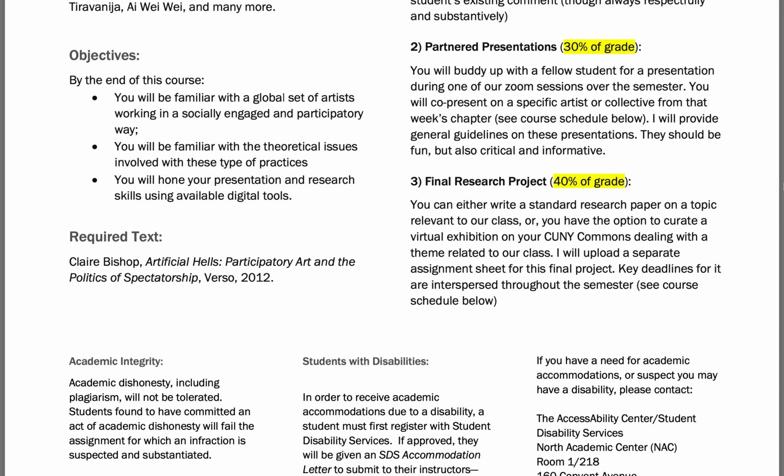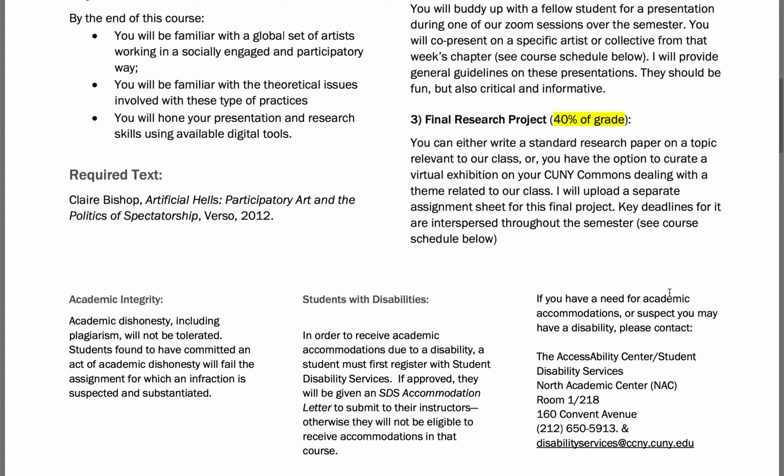Either route you take, there are going to be key deadlines interspersed throughout the semester. So this will be a scaffolded assignment. Again, see the course schedule below, which we will get to in a second.